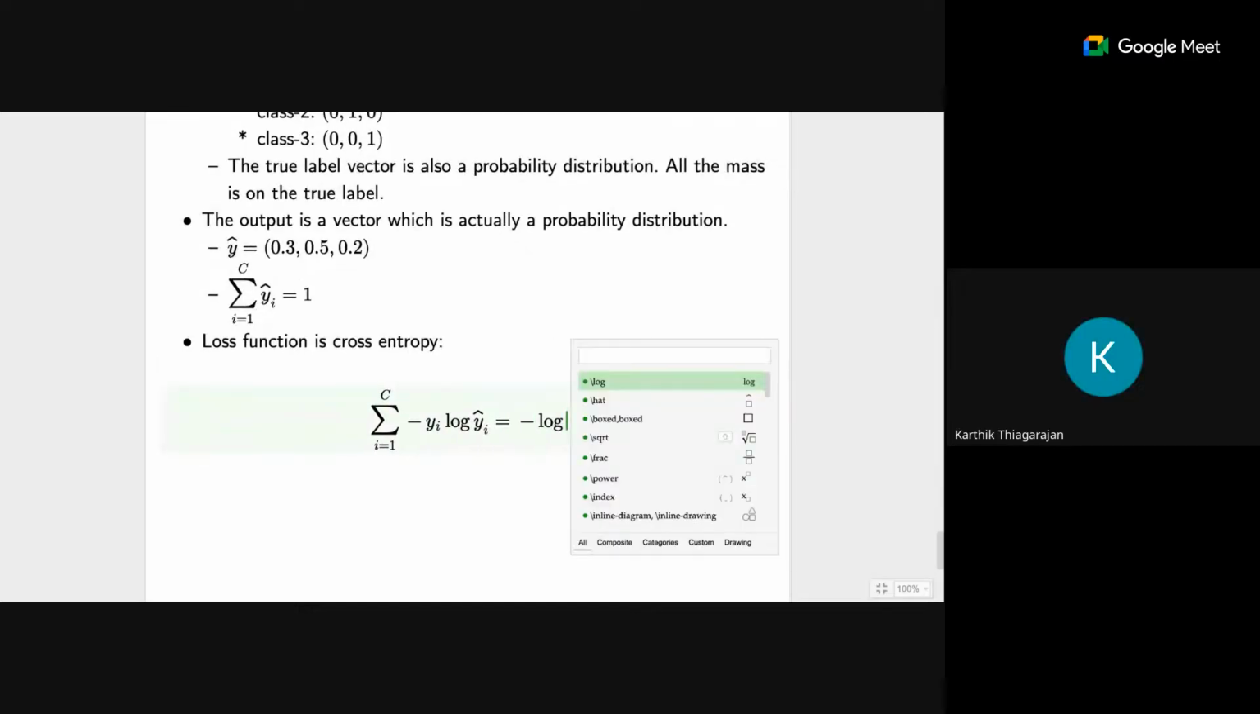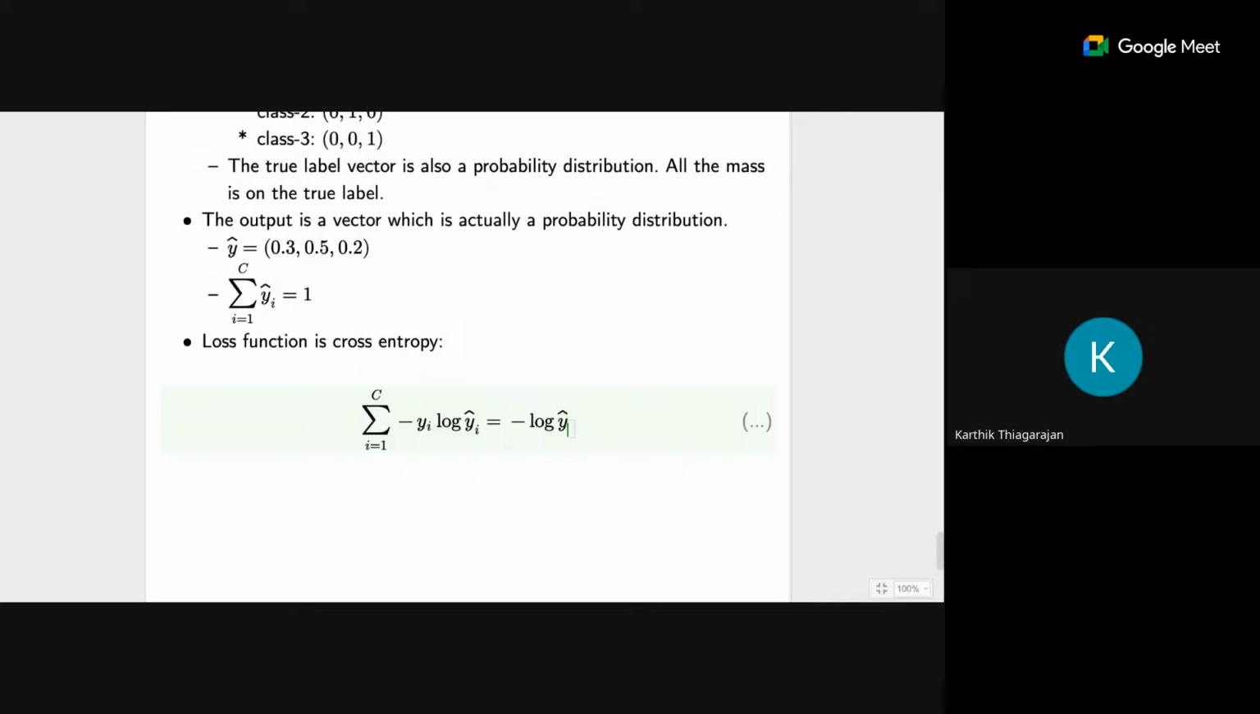Negative log y hat of what? L. What is small l? The true label value. Good. So where l is the index of the true label.